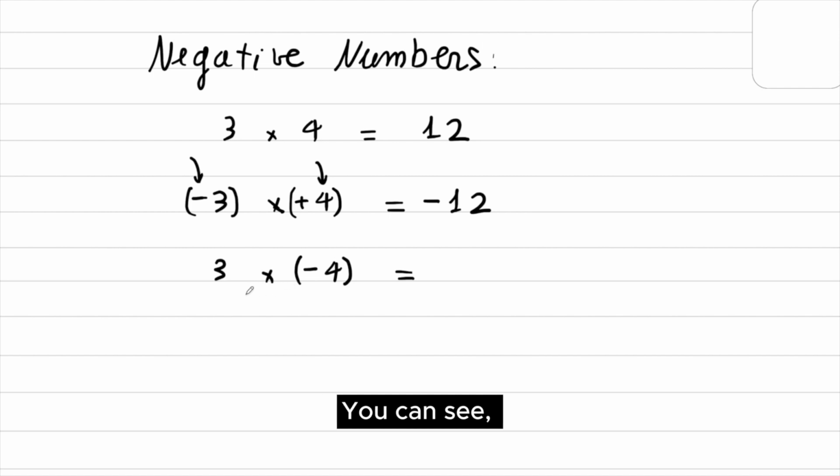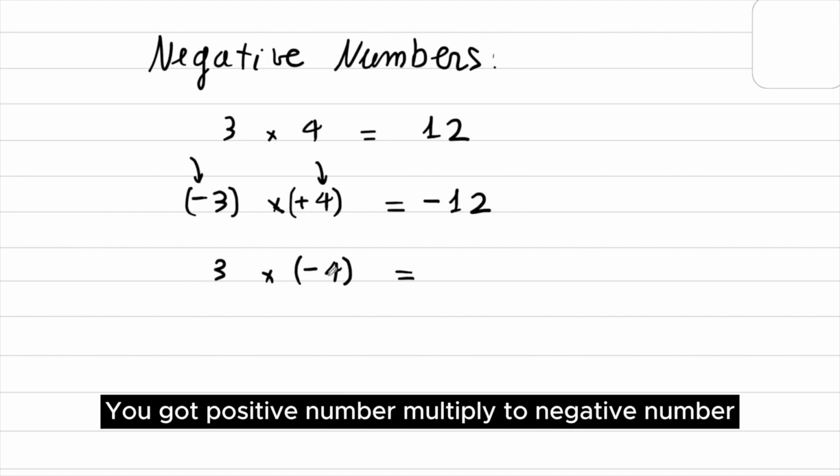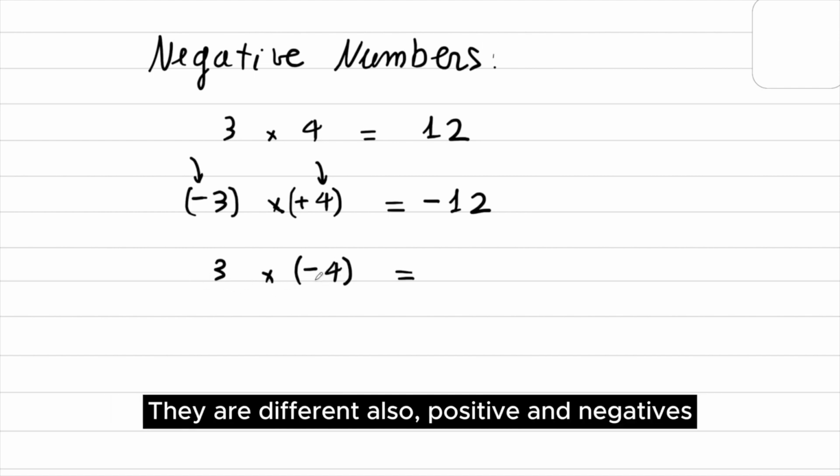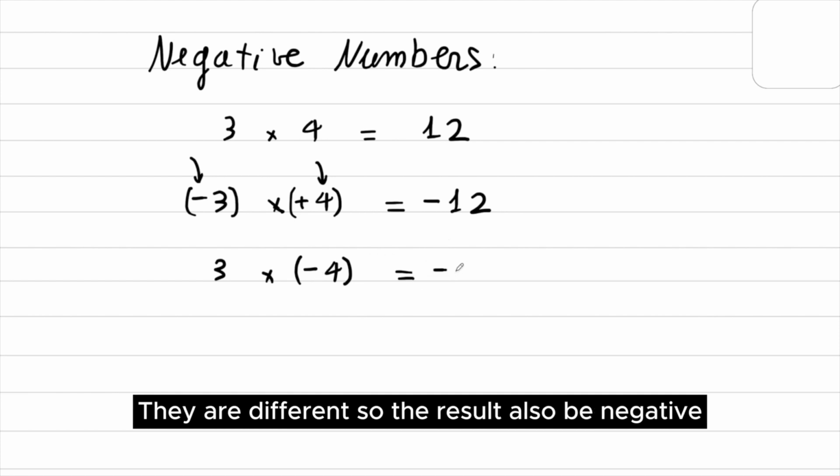And for this one, you can see you have a positive number multiplied by a negative number. They are different also. Positive and negative, they are different. So the result will also be negative.